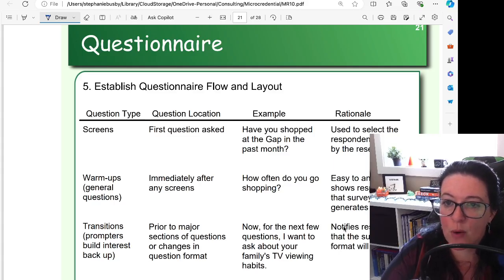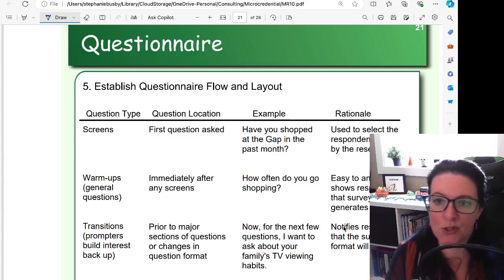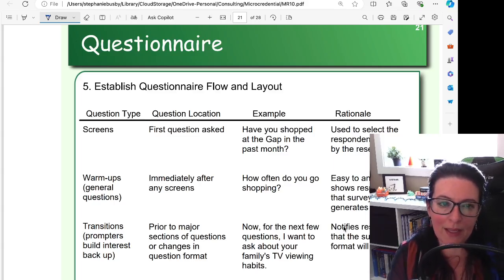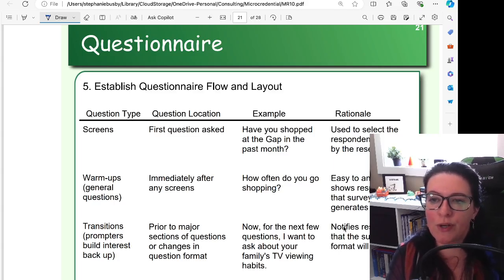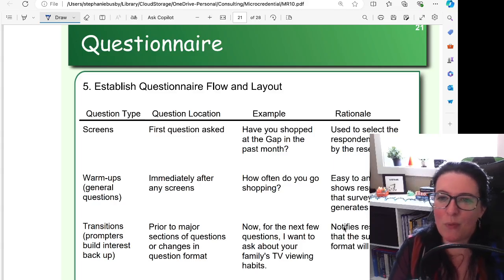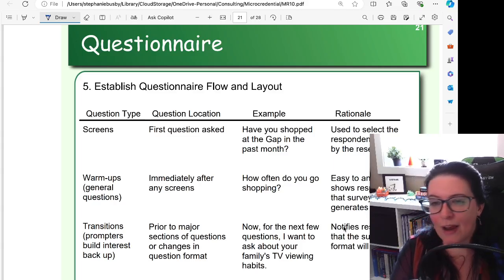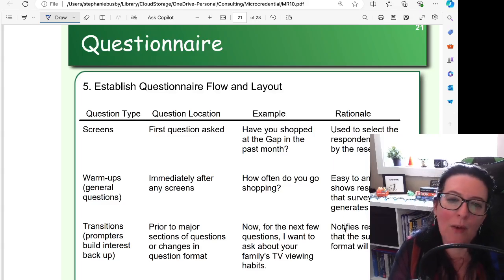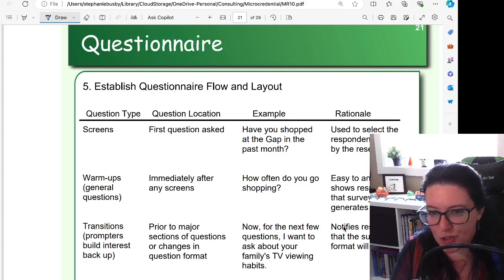So we first start with a screen. This is the first question asked. This is to make sure that those who are participating in our survey actually know something about the topics we care about in the survey. So if we are doing a survey about the Gap, have you shopped at the Gap in the past month? If they answered no to this, we'd say, thank you for completing the survey. Have a nice day.